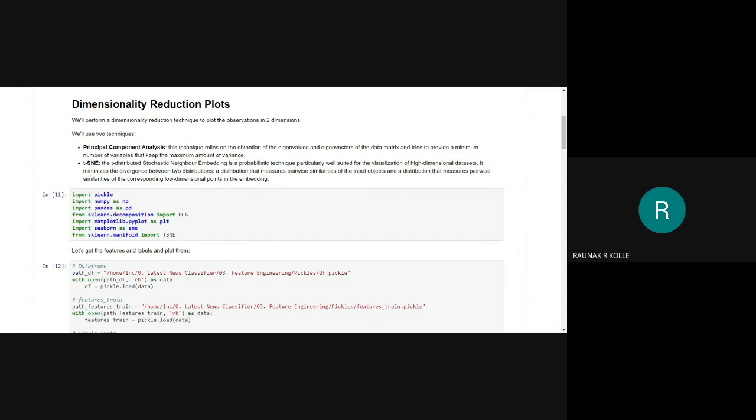Dimensionality reduction. Dimensionality reduction refers to the technique of reducing the number of input variables in the training data. High dimensionality might mean hundreds, thousands, or even millions of input variables.